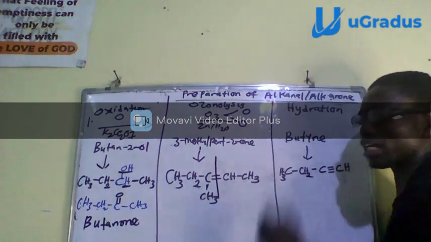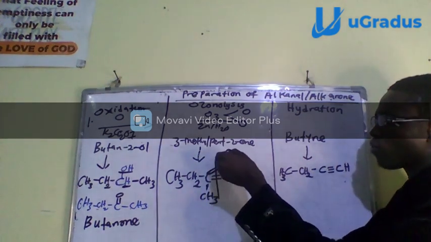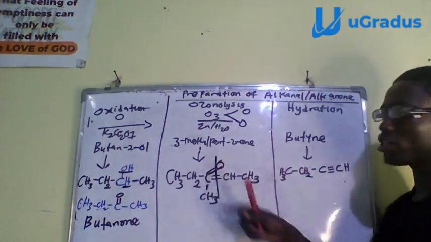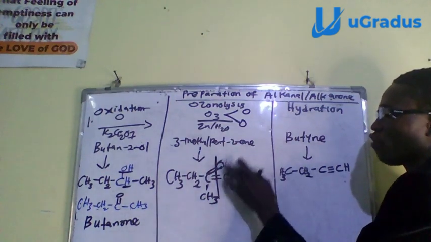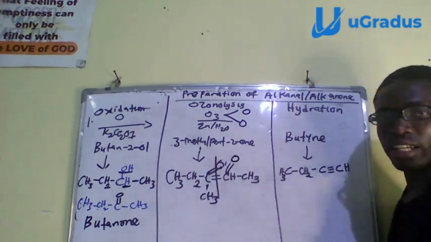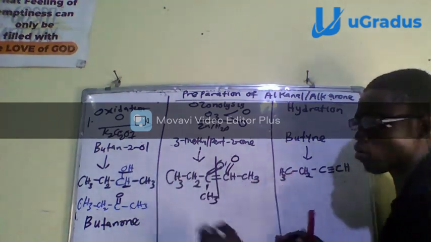Then they will break the bond at this joint. So when they break the bond, one of the oxygen will attach at this edge of breakage, while the other one will attach at this other edge of breakage. Then this carbon chain will split into 2 equal parts.